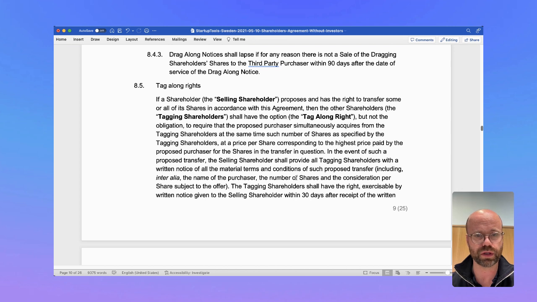So if there's an external buyer saying, I want to buy 60% of the company, well, then if there's a tag along right, they can't just go to some shareholders and buy only their shares. Everyone gets to sell 60% of their shares in that scenario. So that's a very important thing. I've seen cases where minority shareholders get nothing where there's a transaction and there is no tag along right. So someone just buys a majority from a few shareholders and some get left with nothing.